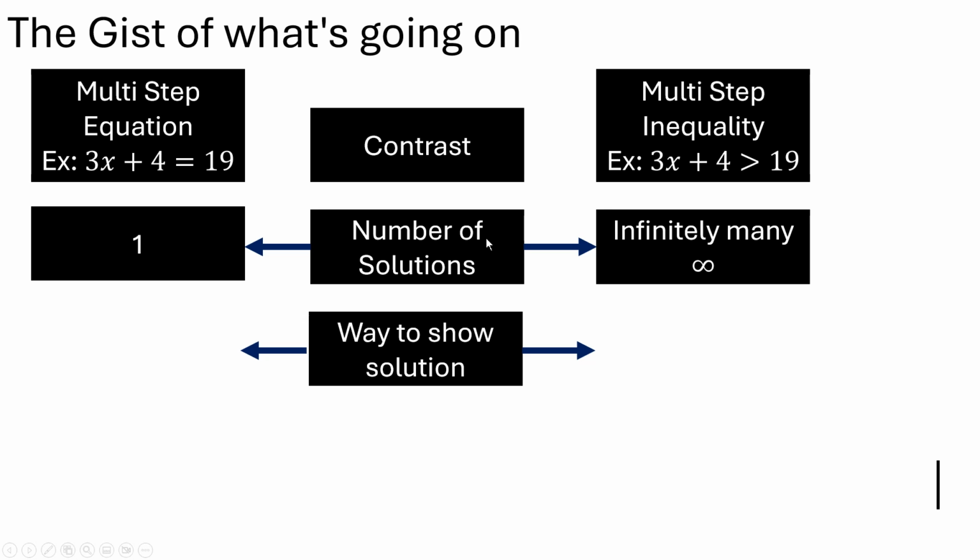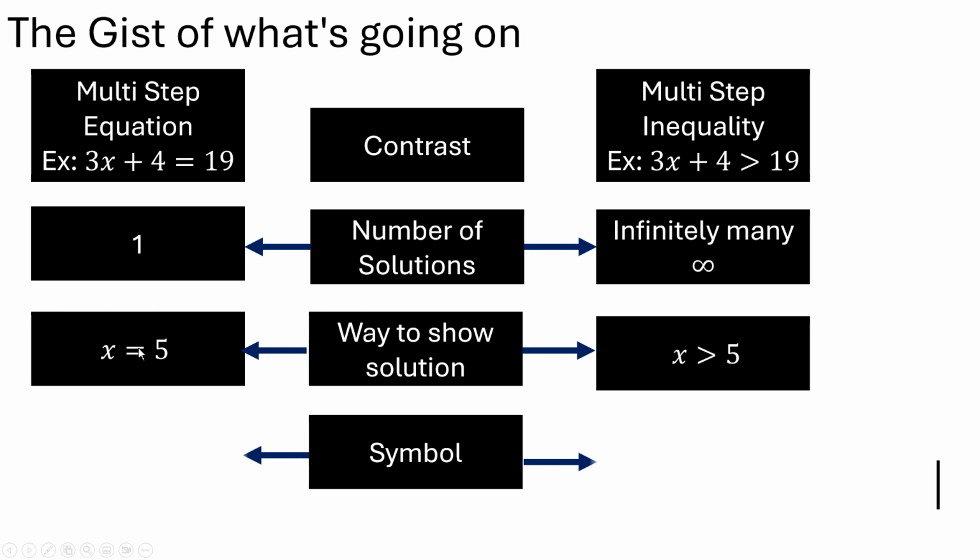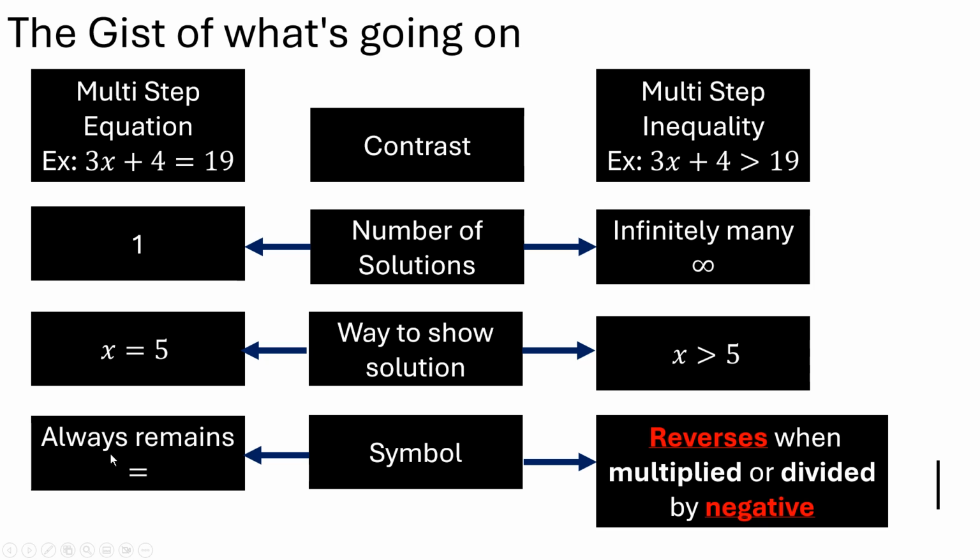Ways to show a solution. We have x equals 5. Once we go ahead and push through all this, we'll find that x is equal to 5. Or we'll find that x is strictly greater than 5. And you can think of infinitely many numbers bigger than 5. And the symbol always remains equal. It reverses when multiplied or divided by a negative. We'll see this come into play in a little bit.